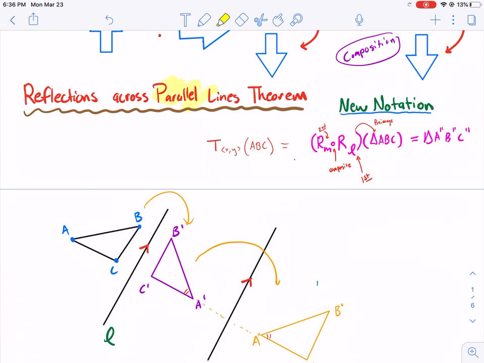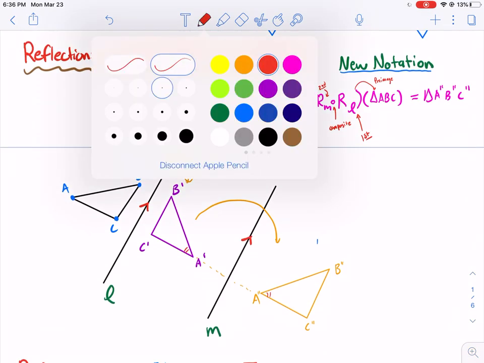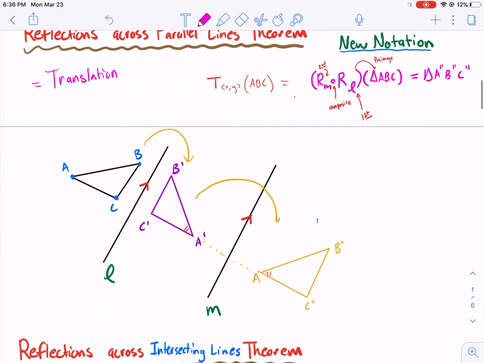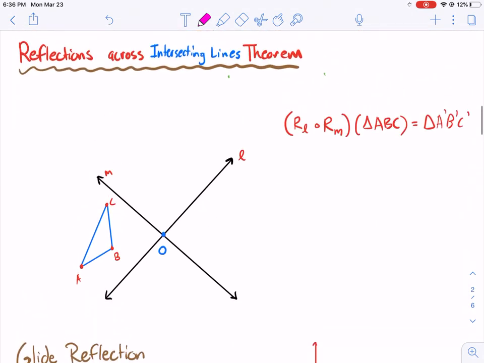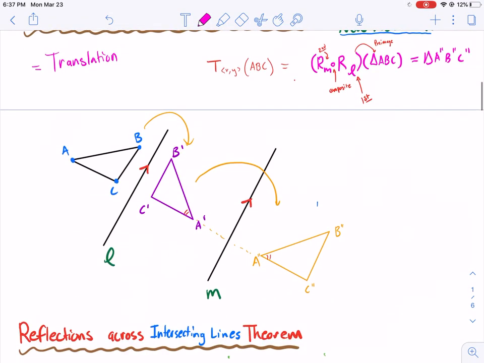So keep in mind that if you have a reflection over two parallel lines, it becomes a translation. So essentially we can write this becomes a translation. Okay, it's equal to a translation. Now we're going to do one more theorem and then we're going to set you guys loose for this particular video. Okay, I think we've covered enough.